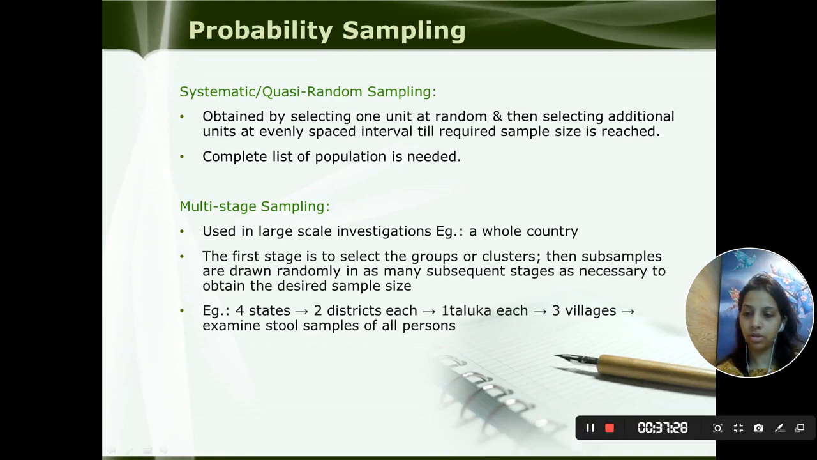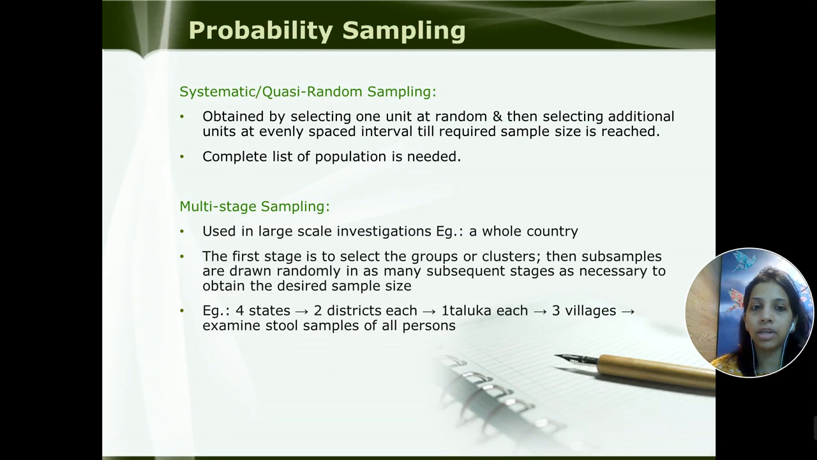Systematic or quasi-random sampling is obtained by selecting one unit at random and then selecting additional units at evenly spaced intervals till the required sample size is reached. So you have the entire sampling frame, you randomly decide on one number. Suppose by lottery method you decide on the number 3.